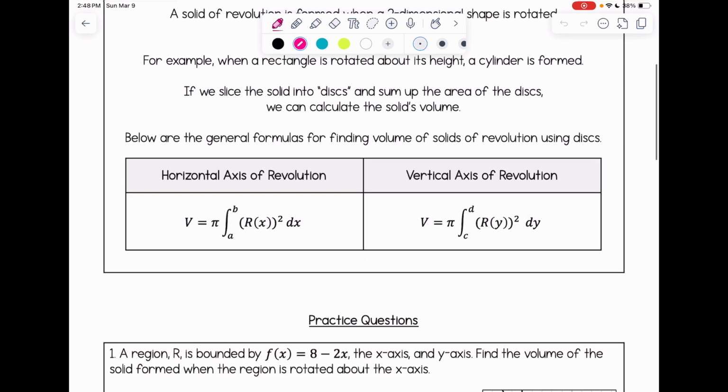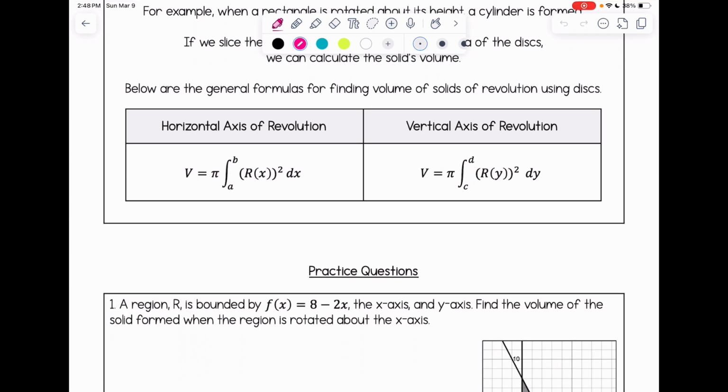These are our general formulas for finding the volume of solids of revolution using disks. For a horizontal axis of revolution, V equals pi times the definite integral from a to b of r of x squared dx. We're going to say r represents the radius of the disk. When we're doing a vertical axis of revolution, similar to when we were finding area and volume in terms of y, our bounds are now y values of the region, and the radius is in terms of y, and of course dy at the end.